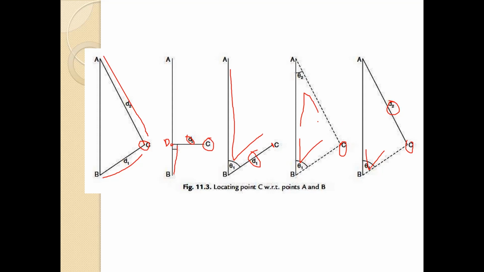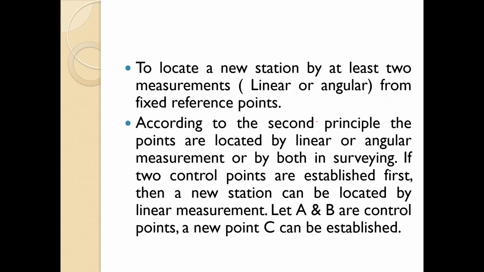So in all these methods, you have observed we at least need two references or two measurements, whether angular or linear, from the fixed reference points. So this is about the two principles of surveying.